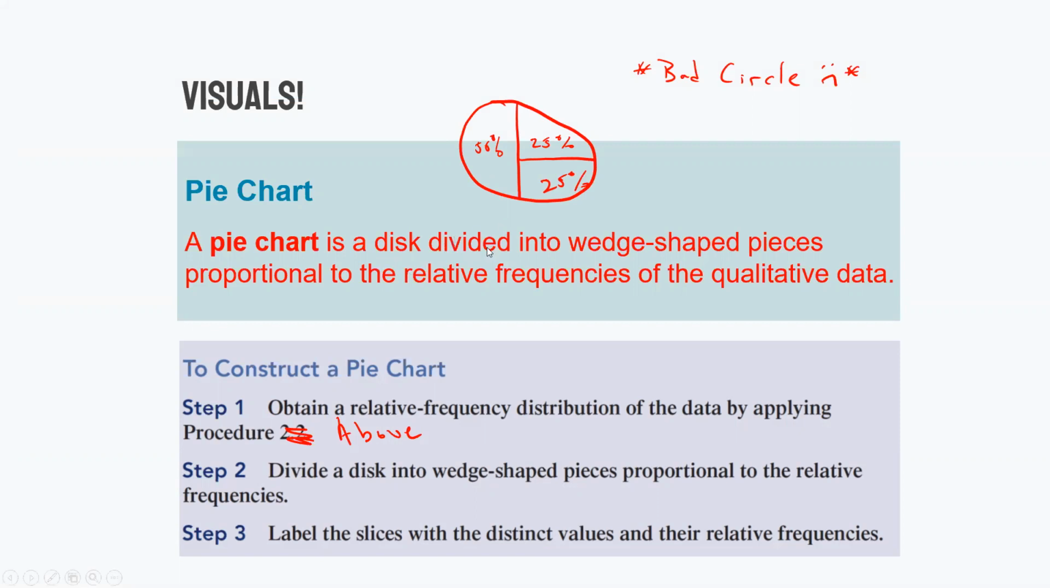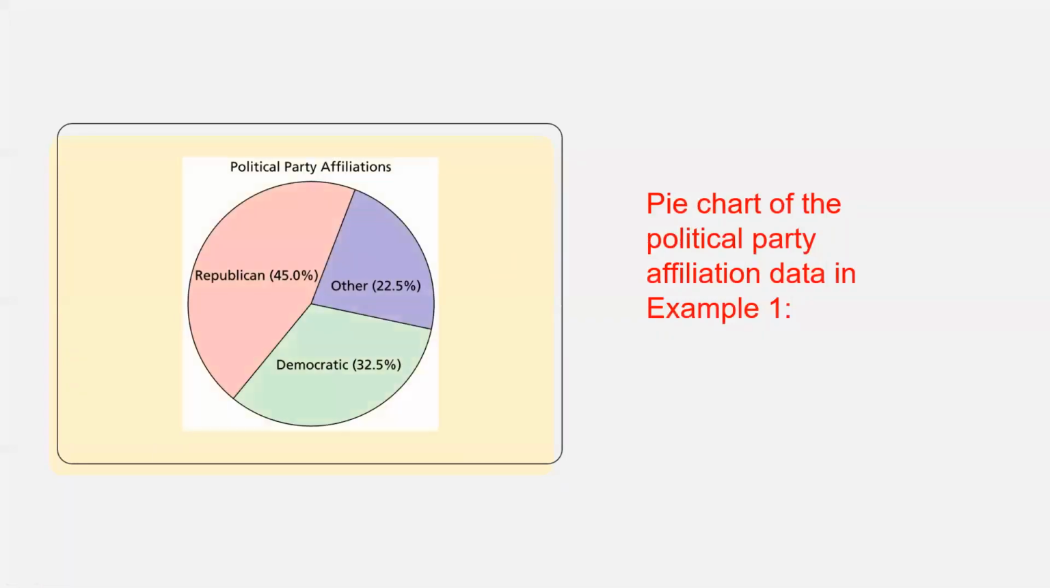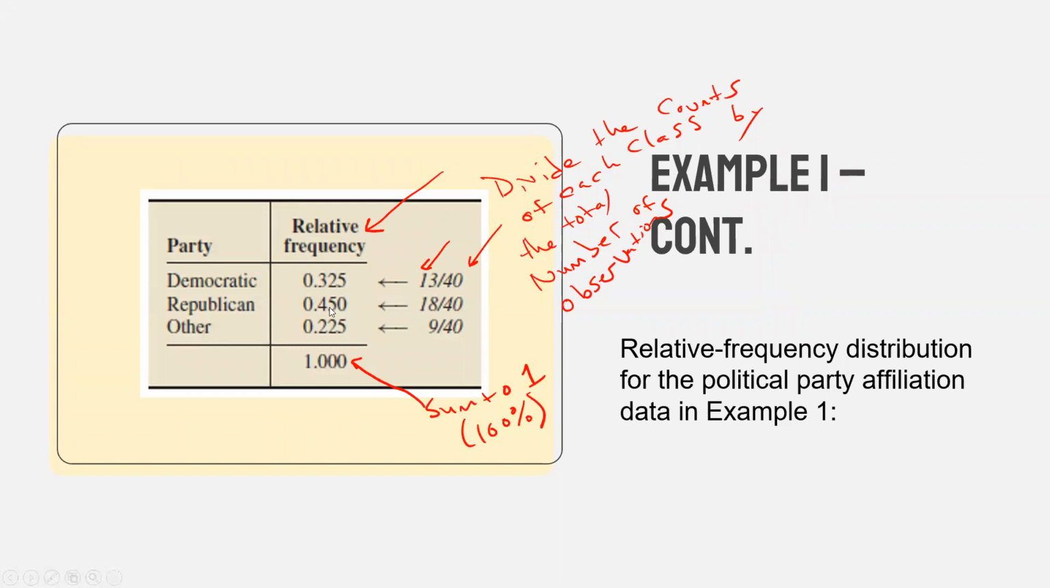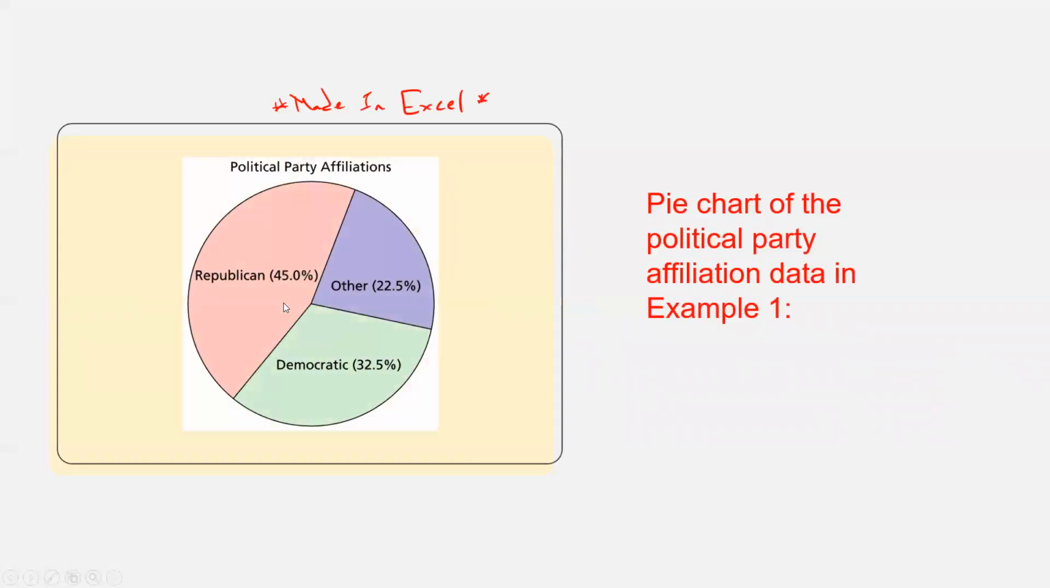So let me show you the pie chart for this. I made this in Excel. When you look back at the table here, 45% of the class said they were Republican. So this pink area here is 45% of the circle. 32.5% of students said they were Democrats, and 22.5% said they were other. So these wedges represent that proportion of the area of the circle. Very, very straightforward.